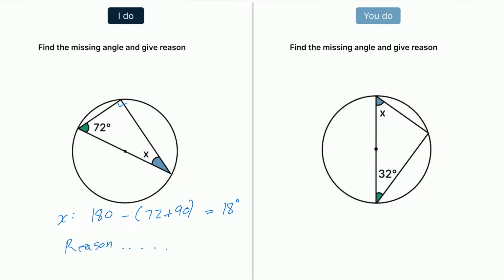And again, same thing here. So hopefully you've pressed pause now to go. So that's 180 take away 90, 32 minus 90 plus 90. It's equal to 15 degrees. And again, remember, you do need to state your reason. Okay, it's the exact same reason.